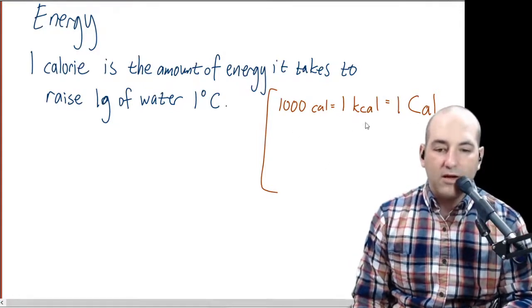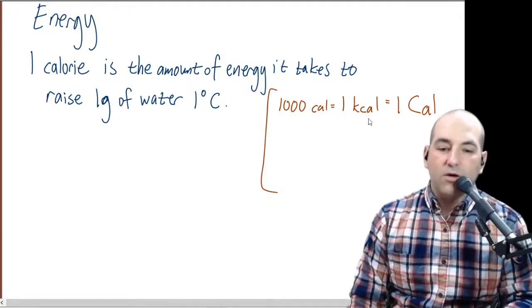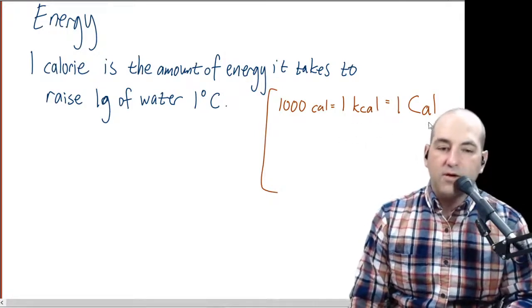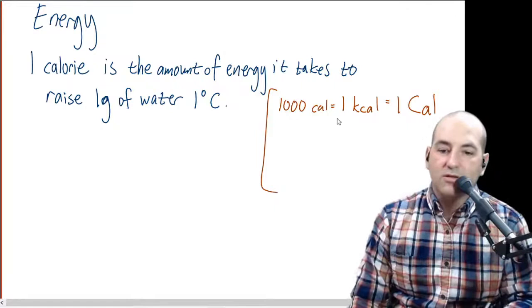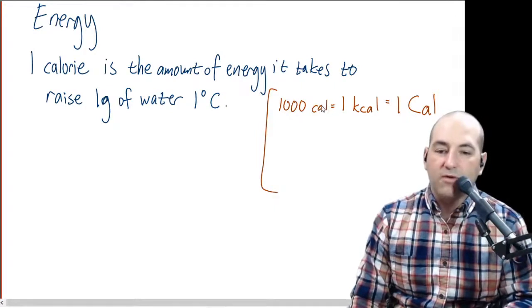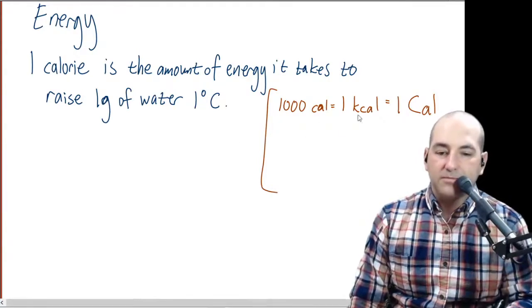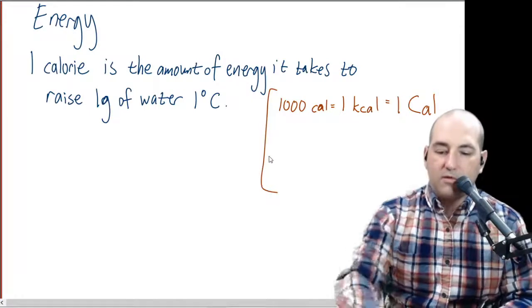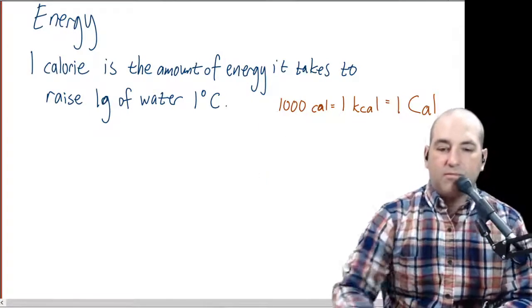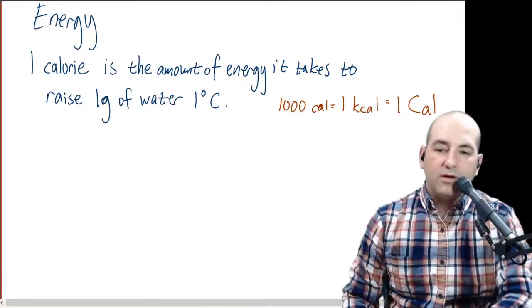It's a kilocalorie. Most other places in the world use kilocalories, but here in the U.S. we just use capital C calories. So it's a little bit confusing because when we're going back and forth between nutritional information and our lab calorie measurements, we have to remember to multiply by 1,000. I don't know why I made this thing so big. All right, so that's a calorie.